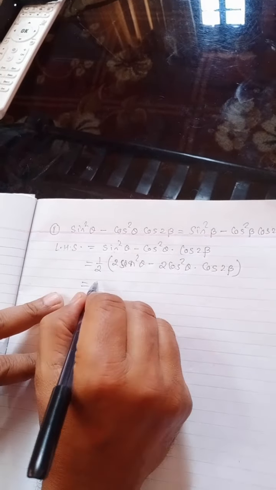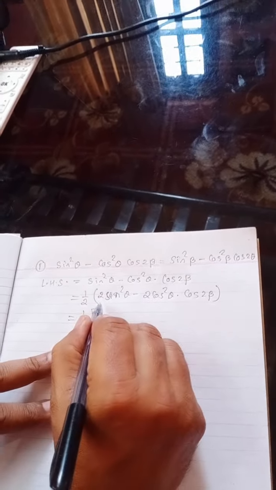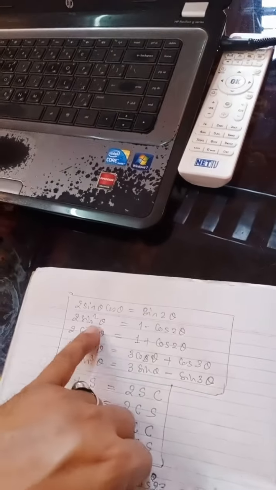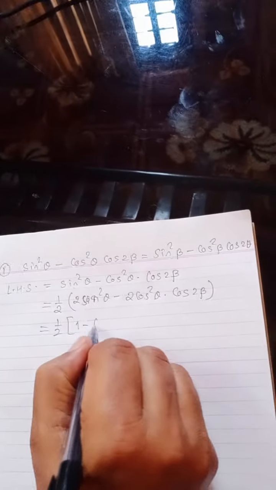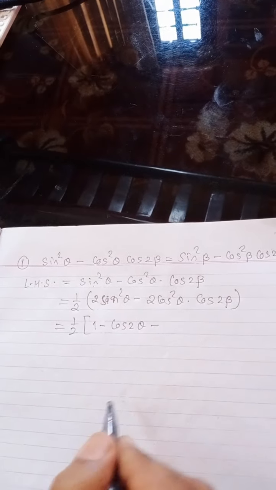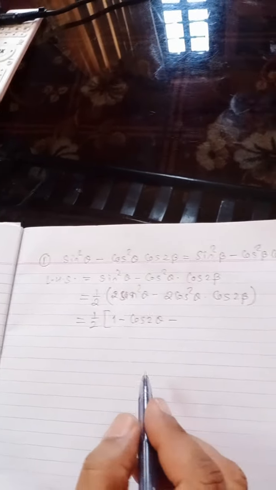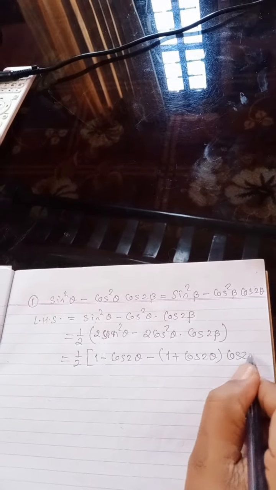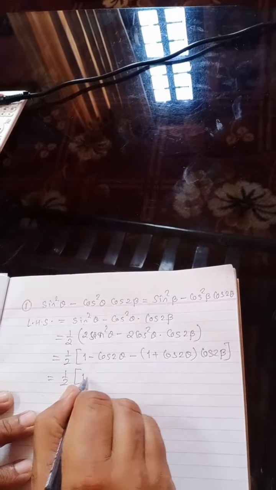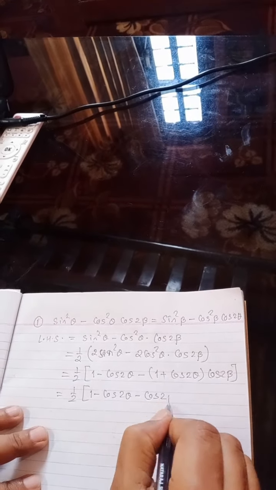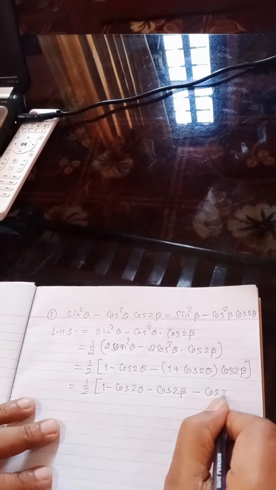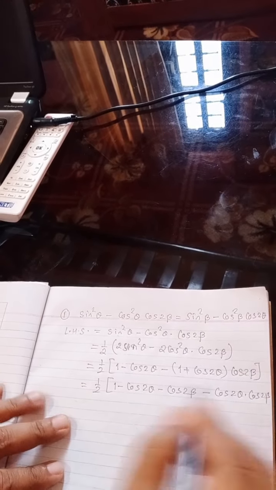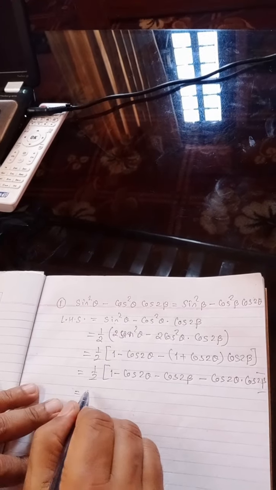Sorry, 1 by 2. The formula of 2 sine square theta, which we already discussed, is 1 minus cos 2 theta, minus 2 cos square theta, which is 1 plus cos 2 theta, times cos 2 beta. Now 1 minus cos 2 theta minus, we have to multiply it by cos 2 beta: cos 2 beta, minus plus minus cos 2 theta times cos 2 beta, all times 1 by 2.